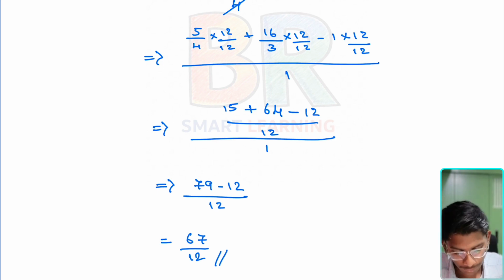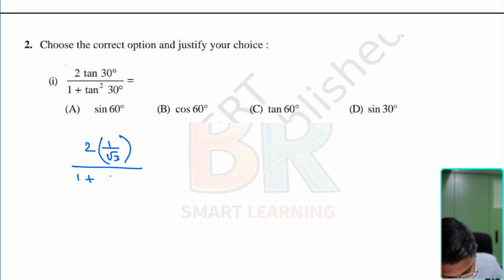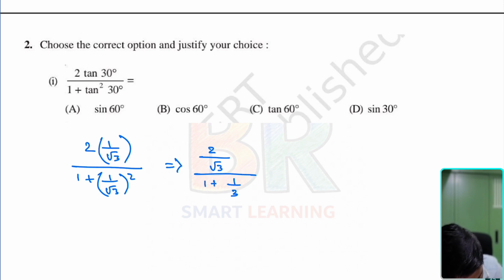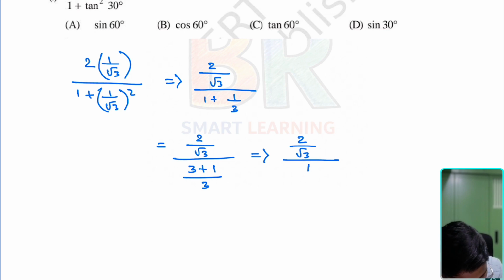Now let's do the second problem. This is an MCQ question and the first sub question. They are asking us to find the value of 2 tan 30 divided by 1 plus tan square 30. 2 into, what is tan 30? Tan 30 is 1 by root 3 divided by 1 plus tan square 30. It is 1 by root 3 whole square, equals 2 by root 3 divided by 1 plus 1 by 3. Cross multiply, which is equal to 2 by root 3 whole by 3 plus 1 by 3, which is equal to 2 by root 3 whole divided by 4 by 3.